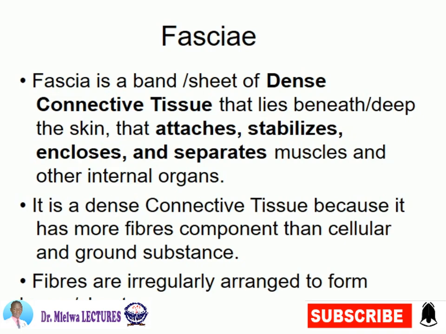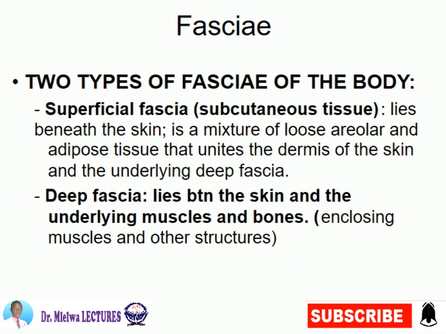Maybe it's the leg or it's the thigh, depending on that position of the body. So it is the dense connective tissue because it has more fibers component than cellular and ground substance. So fibers are irregularly arranged to form layers or sheets. We have two types of fascia.